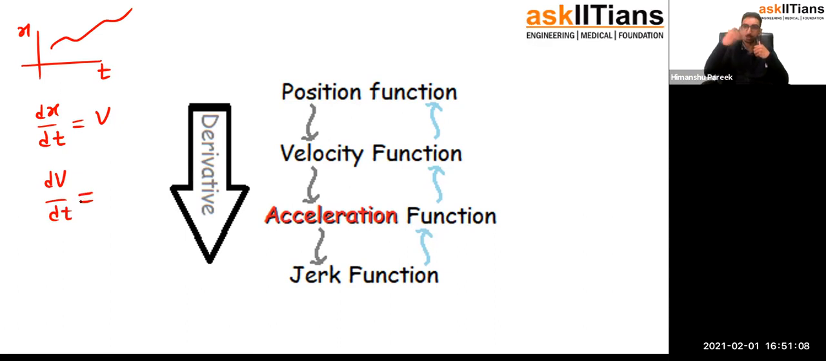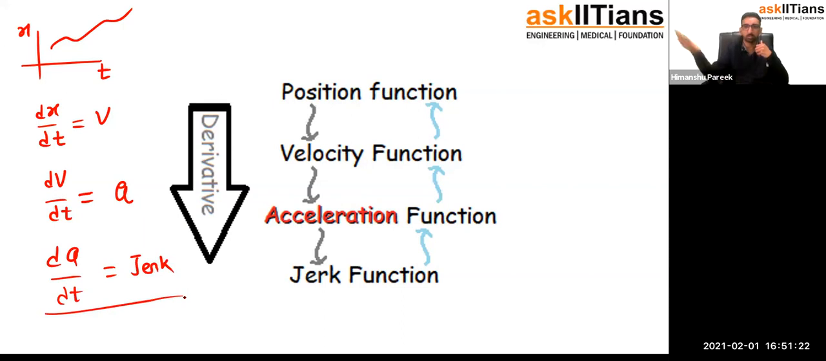Change in velocity with respect to time is acceleration, right? And some extra information: change in acceleration with respect to time is called the jerk function. I don't know which symbol we represent it with, so I'm just writing jerk. So you keep doing the derivation. Derivative of position gives you velocity, velocity derivative gives you acceleration, acceleration derivative gives you jerk.